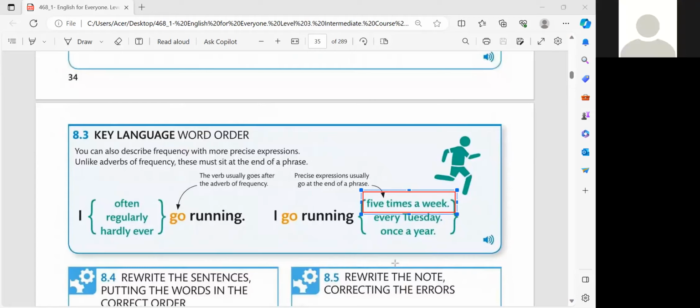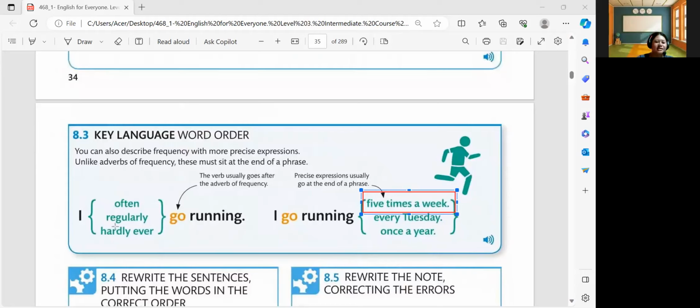I go to school by motorbike 5 times a week. Okay, very good.